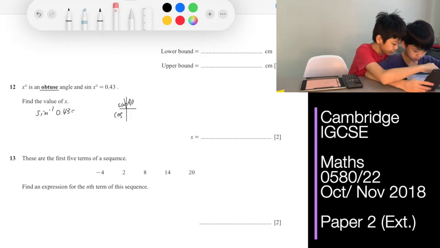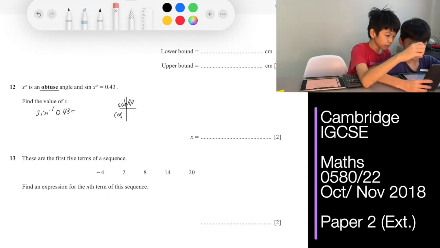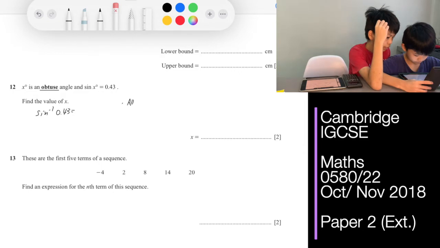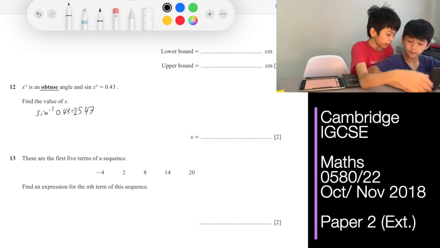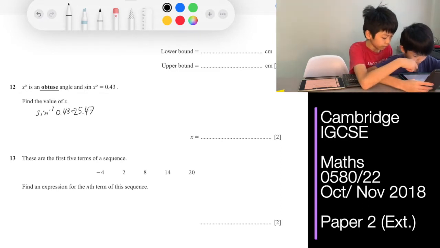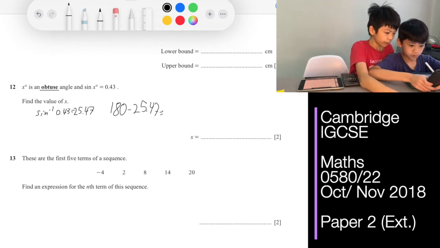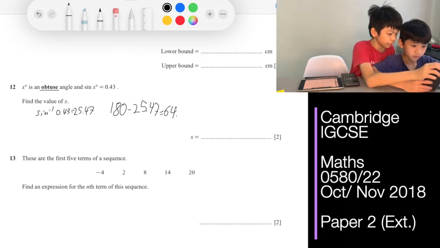So then you get arc sine 0.43 is what? 25.46. Okay, so 25.47. Right, 25.47. Okay, then later 180 minus 25.47. Then if you're not sure about it, 64. What? No, because your previous answer was this. Oh yeah.